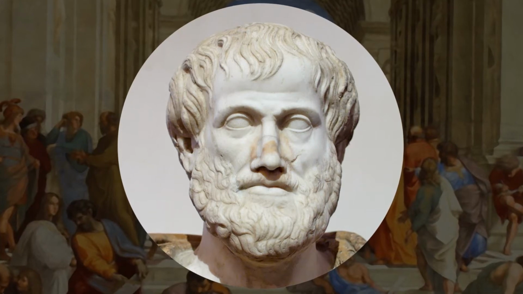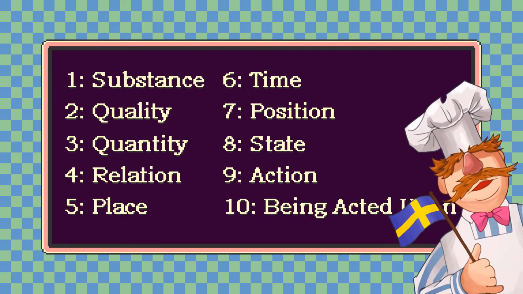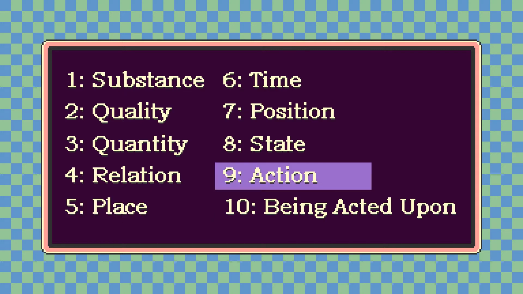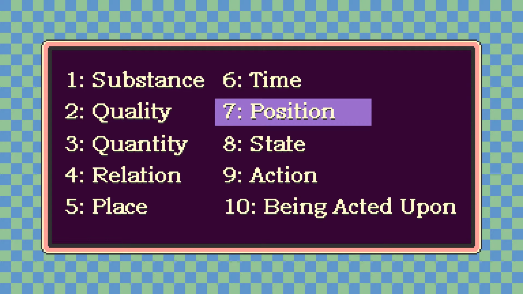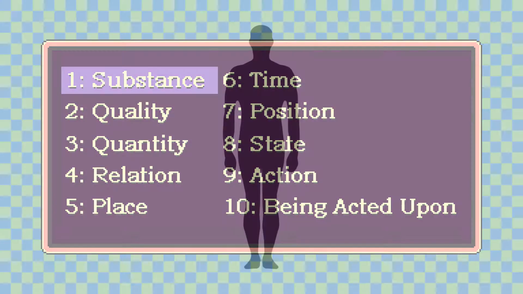One of the things that Aristotle worked on was his 10 categories of being. And they are basically 10 different types of properties that an object can have. Take me for example. I live in Sweden, that's in the category of place. I make video games, that's an action. And I am currently sitting down, that's position. And then there is the first and most important category, substance. My substance is that I am human.